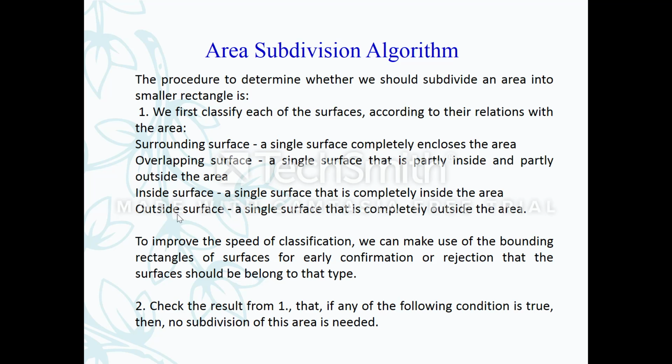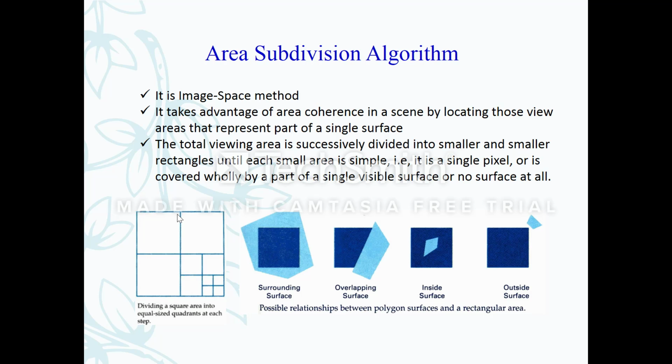Here is an example: a surrounding surface, an overlapping surface which is partly inside the area and partly outside, and an inside surface. The entire object is inside the area. An entire object outside the area is called an outside surface.